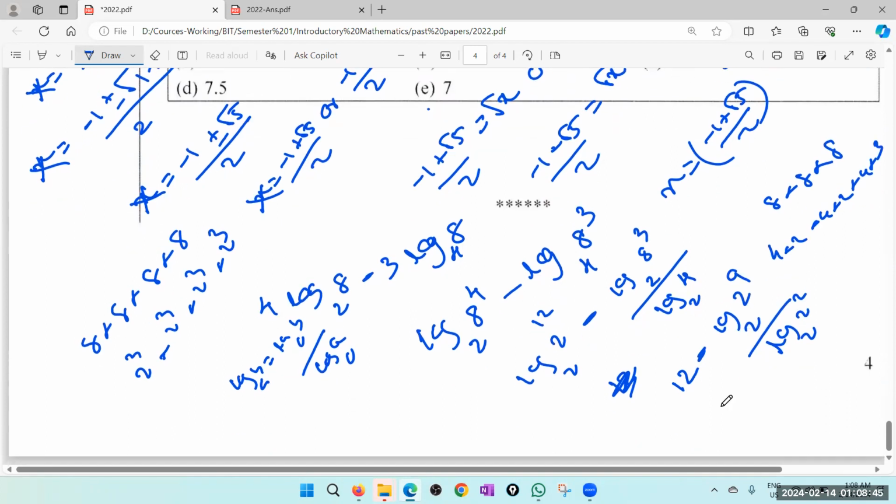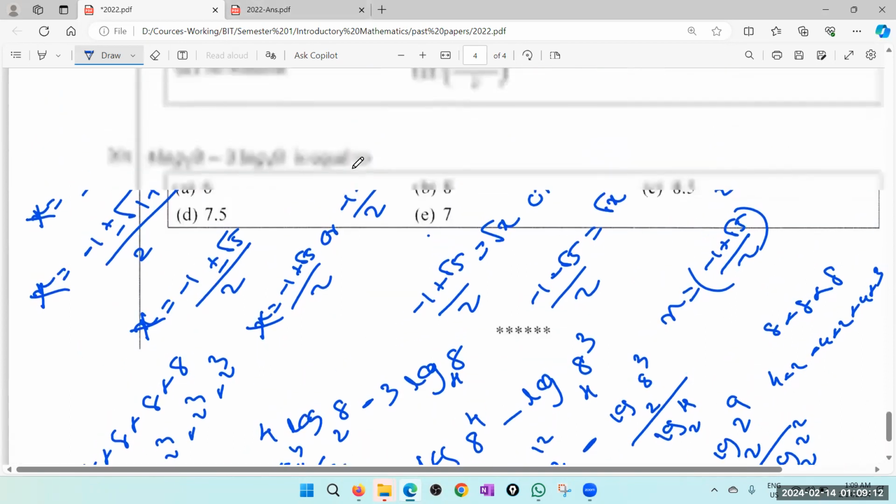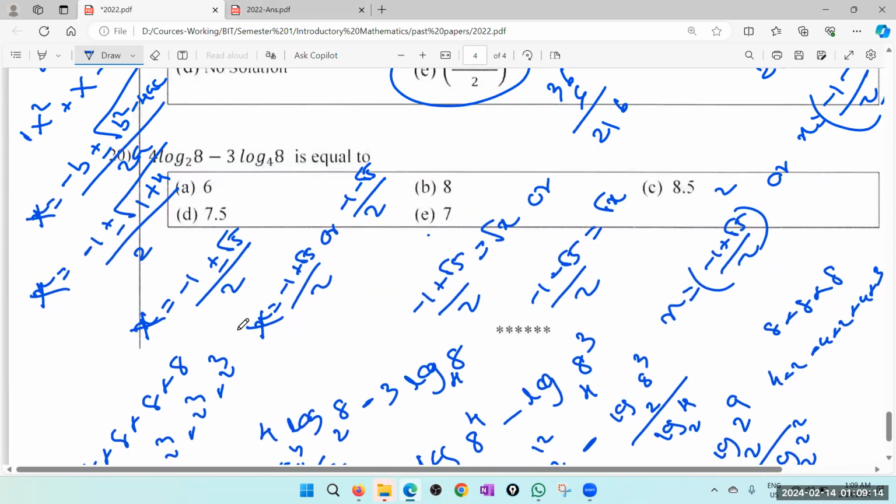So therefore, now we are pretty much done. 12 minus, this is 9, and this is 2. So 12 minus 9 divided by 2 means, let's take 2 as a common denominator. 12 into 2 is 24. 24 minus 9, divided by 2, that is 15 divided by 2. Answer is 15 divided by 2 or 7.5. So the answer is D. Okay, 20, answer is D.